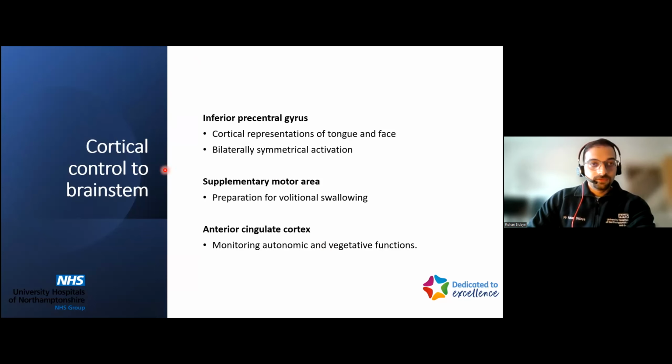Going above the midbrain now to the cortex, there is inferior precentral gyrus, which has a cortical representation of the tongue and the face. The supplementary motor area, which is involved in volitional swallowing, and anterior cingulate cortex, which helps in monitoring autonomic and vegetative functions.